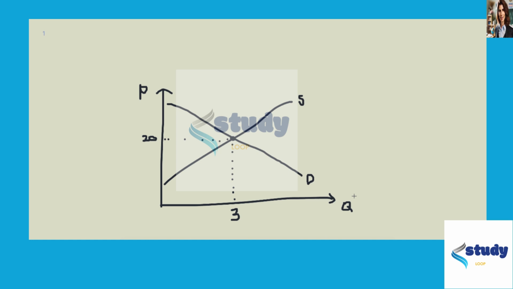Okay, question 5 is saying that the nation of Textilia does not allow imports of clothing. So in the equilibrium without trade, we can see that the equilibrium price is 20 and the equilibrium quantity is 3 million t-shirts. Okay, so I wrote 3 here.